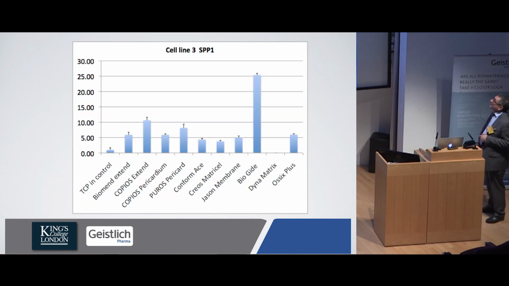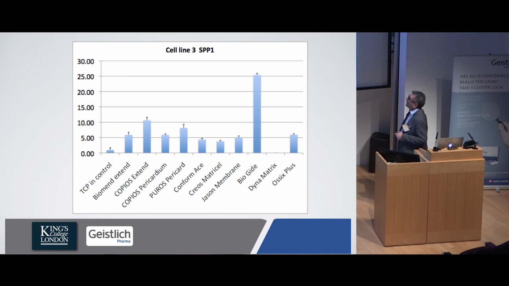And another data, another different cell line this time. Again, you can pick out the Bio-Gide straight away. Occasionally, actually doing this experiment is a bit of a fiddle because the membrane is not a very easy place to get the RNA off. So occasionally you get some data where nothing happens. But essentially, you can see the same pattern.